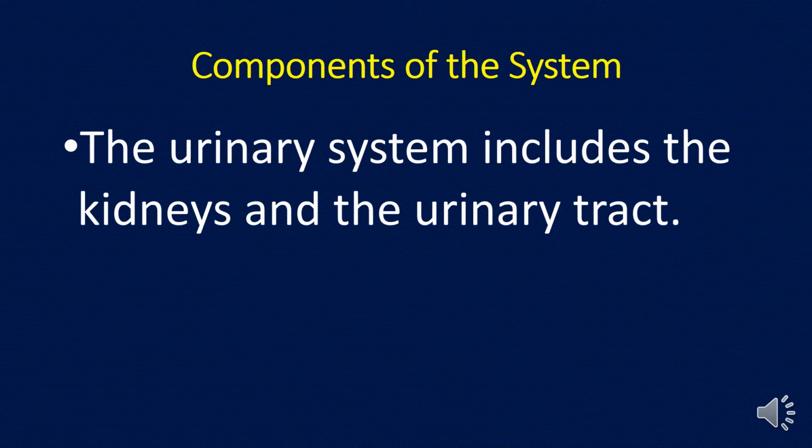Today I will deliver a lecture about the urinary system. Components of the urinary system include kidneys and the urinary tract. In general, kidneys are parenchymal organs and the urinary tract includes only hollow tubular organs.